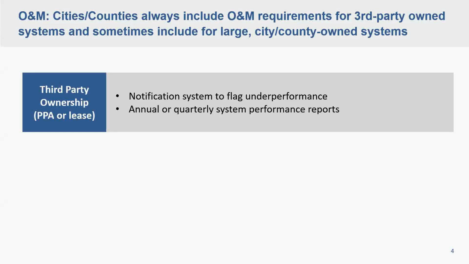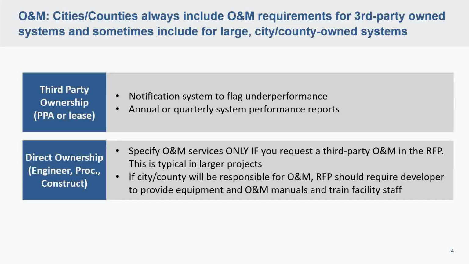So first, with third-party ownership, this would be something like a power purchase agreement or a solar lease, requiring that the developer has some type of notification system to flag underperformance, and just how that notification system would work. And then also annual or quarterly system performance reports, just to bring some accountability to that third party to make sure that the system is operating as it's designed. And then, as I said before, for direct ownership, so for an engineer procurement construction project, you're going to specify O&M only if you're requesting the third party O&M services in the RFP, typical with larger projects.